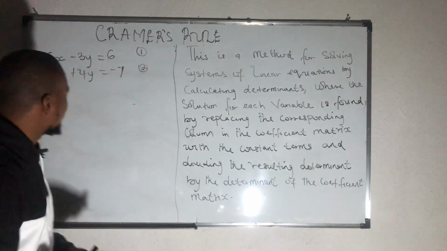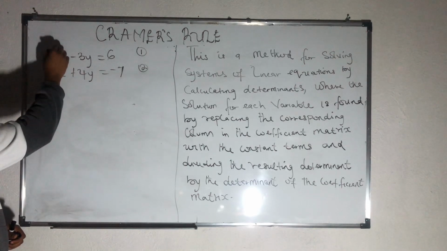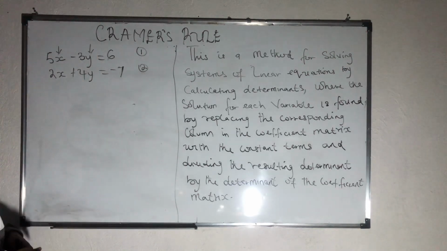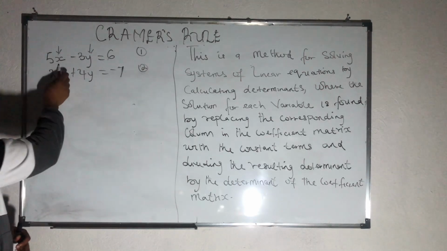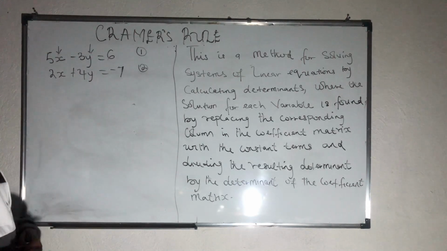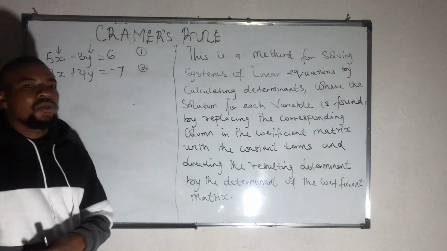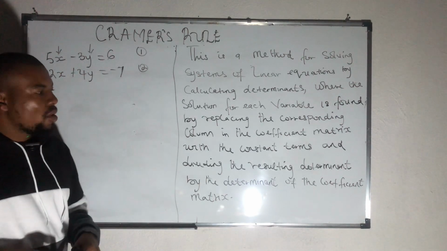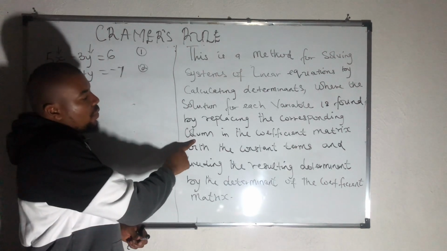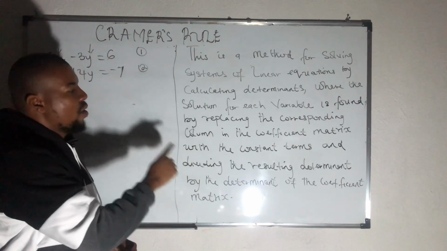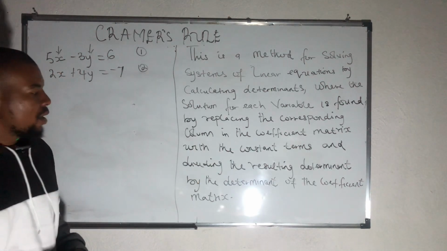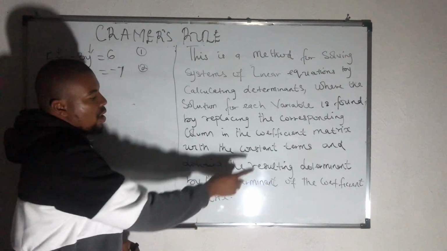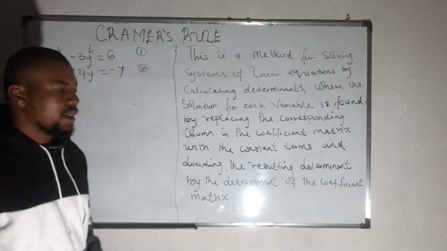What is a variable? This here is a variable, x is a variable, and y is a variable. So we're actually looking for the value of x and y in these two equations. So it's saying that the solution for each variable is found by replacing the corresponding column in the coefficient matrix with the constant terms and dividing the resulting determinant by the determinant of the coefficient matrix.